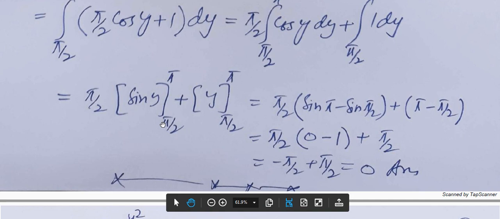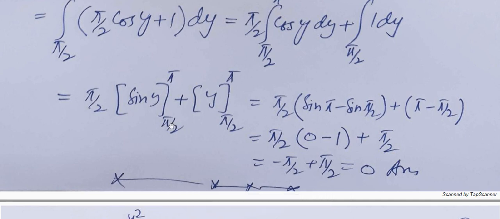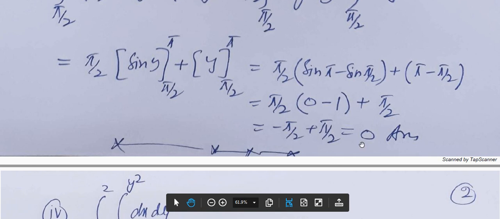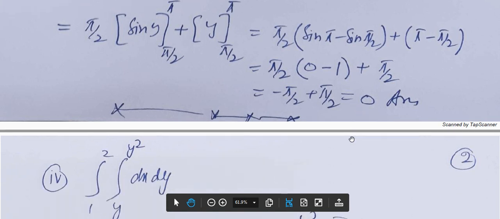Then you can substitute the upper value as pi. So it will be sine pi minus the lower value sine pi by 2, plus, in this one you put the upper value pi minus pi by 2. As you know, the value of sine pi is 0 and the value of sine pi by 2 is 1. Whenever you are calculating values of pi or pi by 2, your calculator must be in radian, and then you will get 0 and minus 1. If you simplify, 0 minus 1 is minus 1. So this will be minus pi by 2, and this plus pi by 2. So the answer is 0. I hope this is clear.